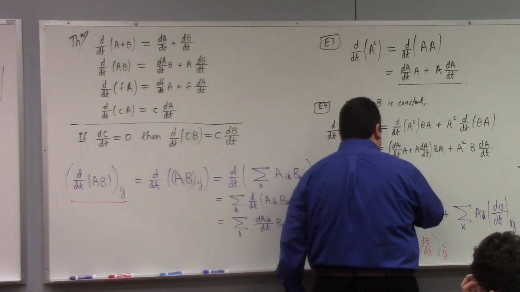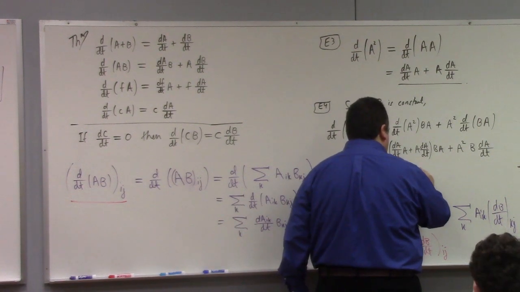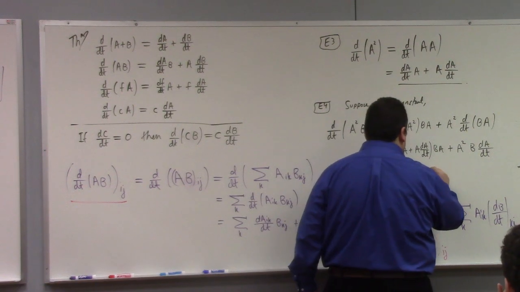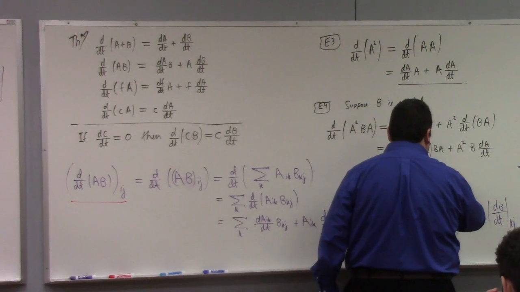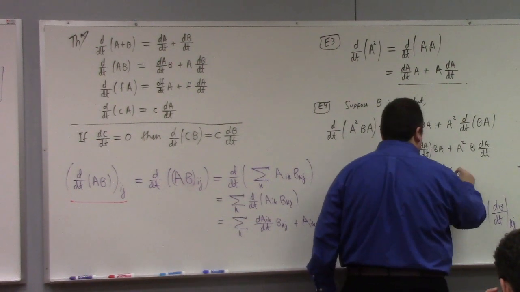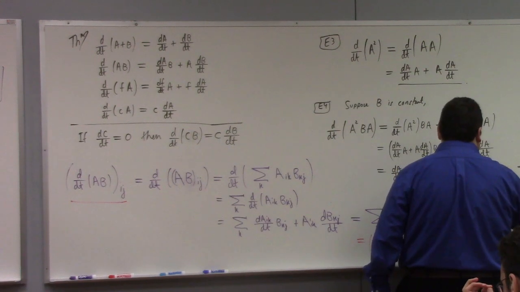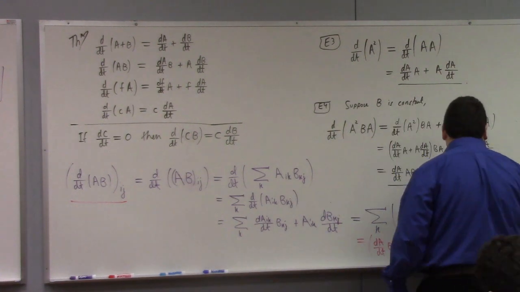Now, let me look at it and see if we've got any of the same things. Probably not though. Here I've got dA/dt A B A plus A dA/dt B A and then plus A squared B dA/dt. I don't think anything here is alike, so you're just stuck with that. That's your answer.